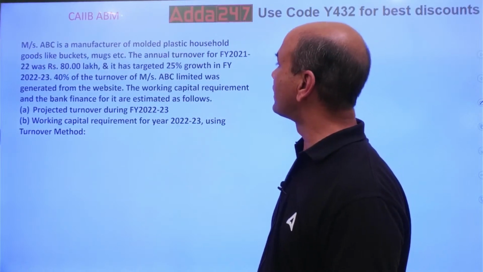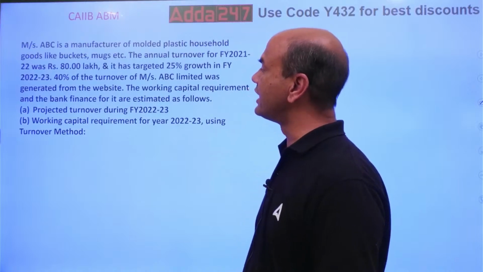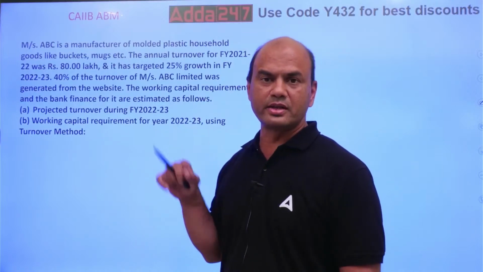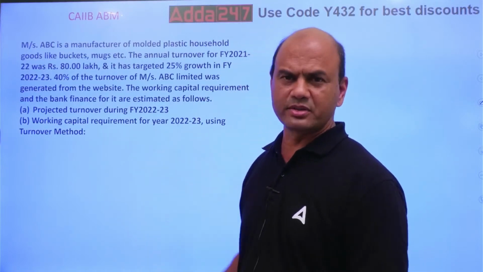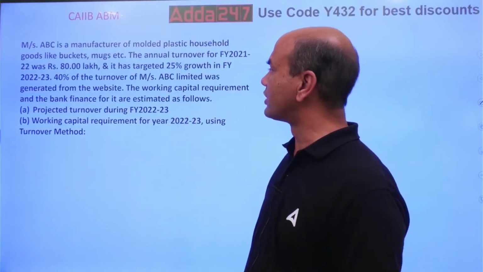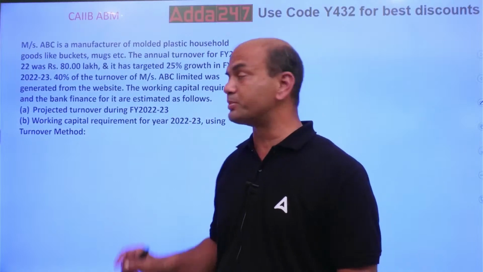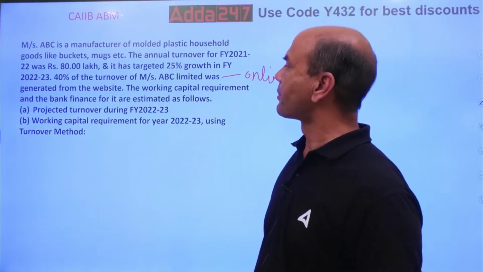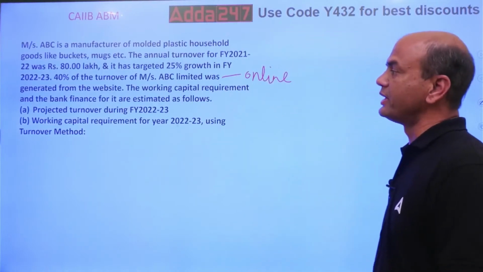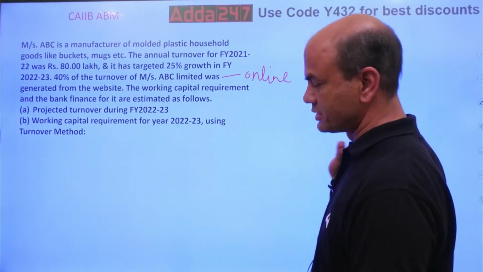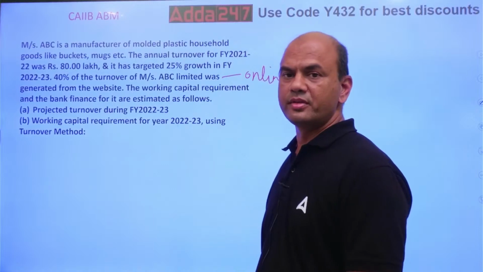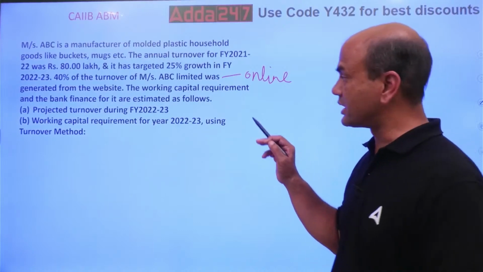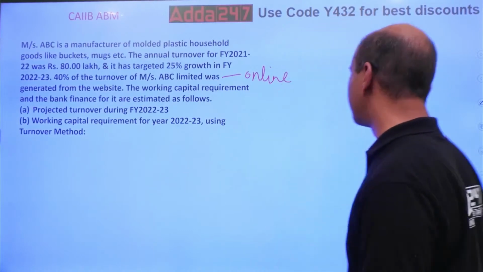The annual turnover for FY 2021-22 was 80 lakhs and it has targeted 25% growth in FY 22-23. So next year it is targeted 25% growth. 40% of the turnover of ABC is generated from the website, so this payment is online. The working capital requirement and the bank finances for it are estimated as follows. So now this is your question. You need to first find out the projected turnover, and second the working capital requirement.